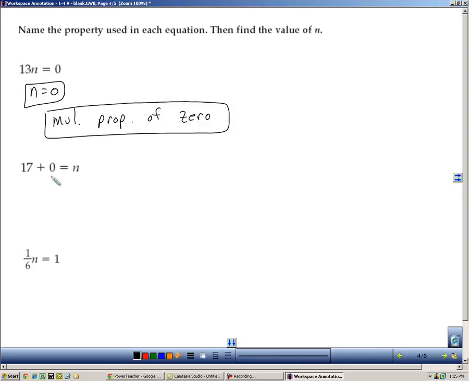Here, 17 plus nothing equals what? The answer is 17. If you start with 17 and end with 17, it sounds like an ID, but we're adding nothing. So that's called the additive identity.